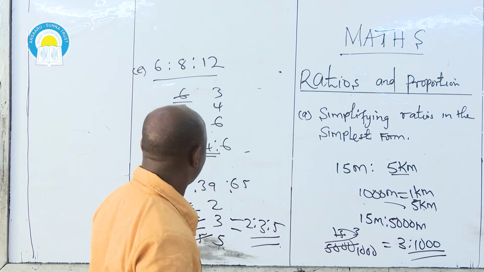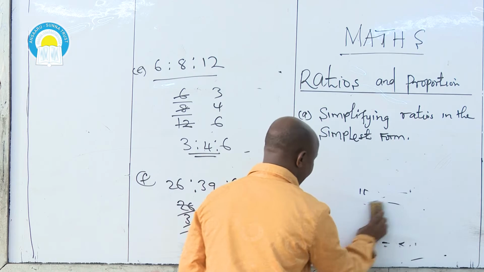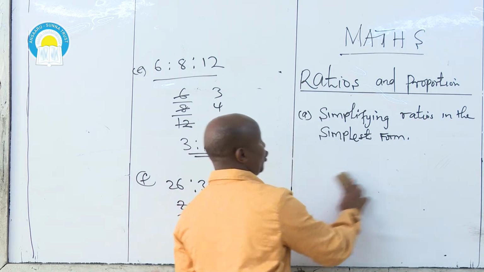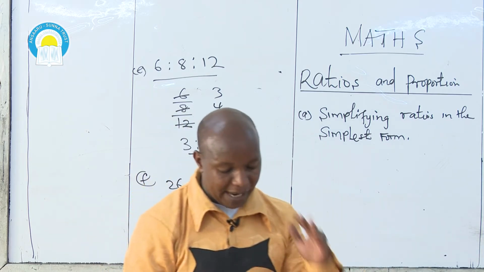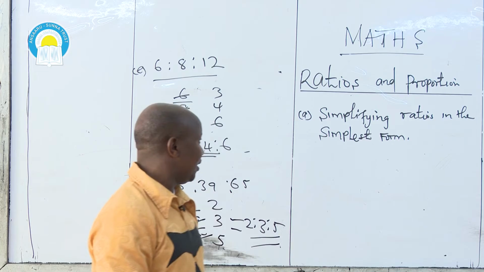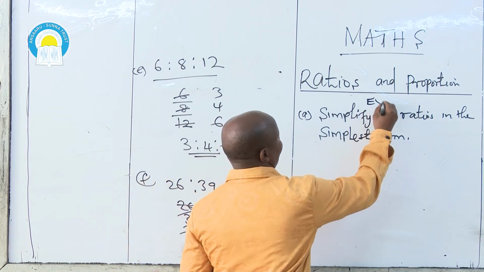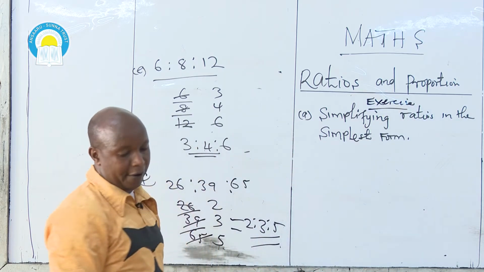Assignment: simplify the following ratios in the simplest form. This is part of your assignment. For you to understand the topic, I said you must work out a few examples by yourself. Number 1, this is the assignment. This is now the exercise. Simplify the following ratios in the simplest form.